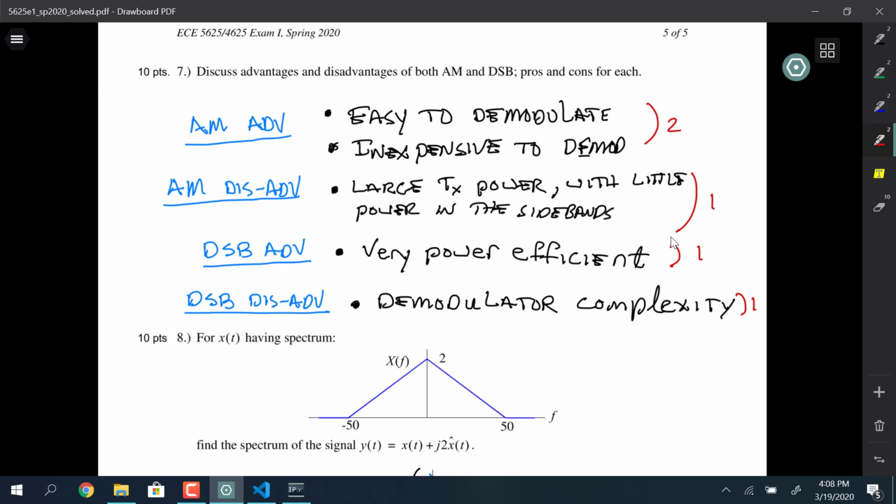Double sideband, very power efficient. All the power goes into the information sidebands. It's a relatively simple modulator, is what some of you said. The major disadvantage is the complexity. It requires coherent carrier recovery in order to demodulate.